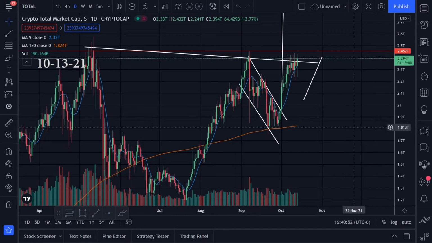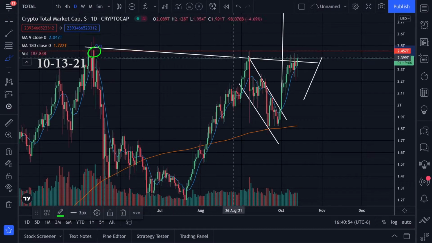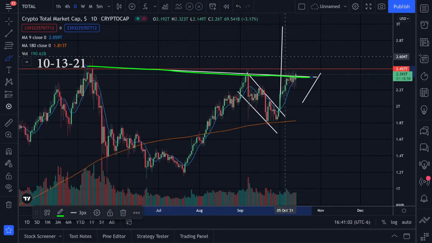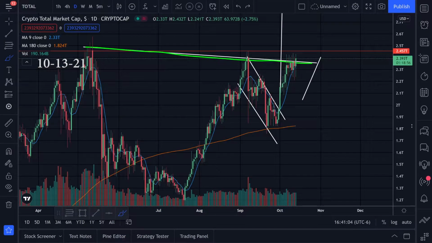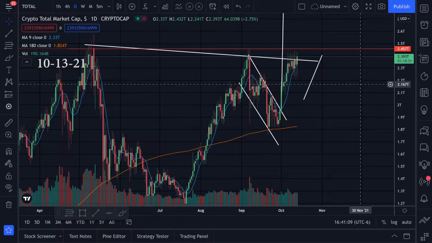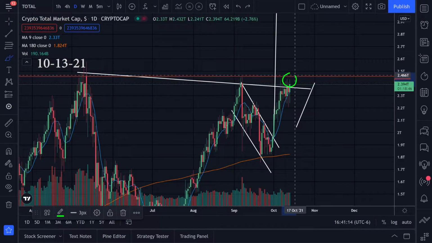What I was talking about though is we have resistance right here and resistance right here. I was saying I really want to break this trend line before we could really start targeting this target up here. And it looks like we're right above it right now. What I really want to see us do is close a daily candle above this trend line right here.